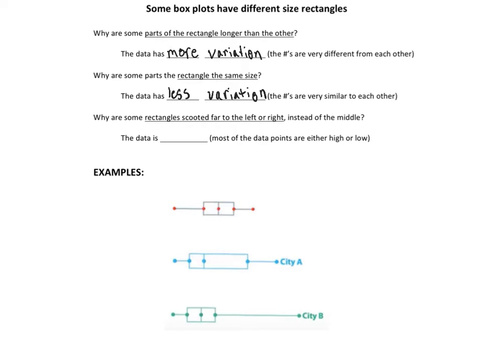And the last question, why are some rectangles scooted far to the left or to the right instead of in the middle? That means the data is skewed. We learned a few days ago that skewed means it's more to the left or to the right. So most of the data points are either really high or low.